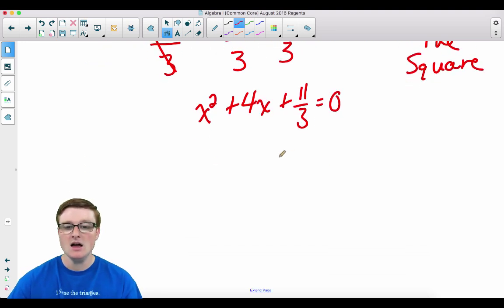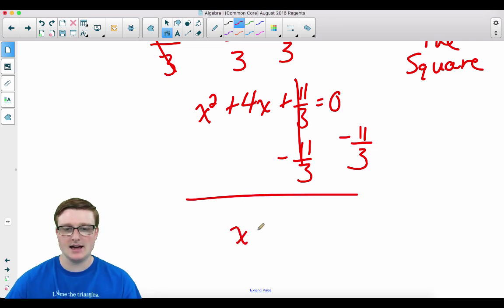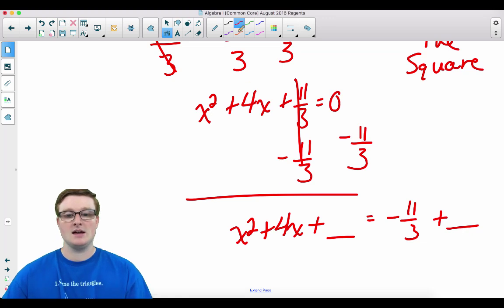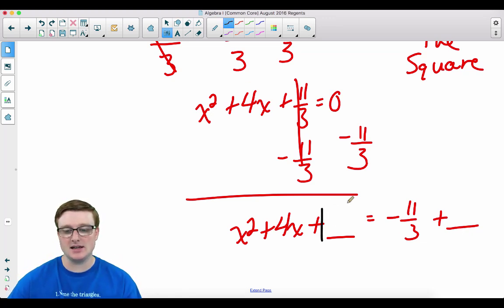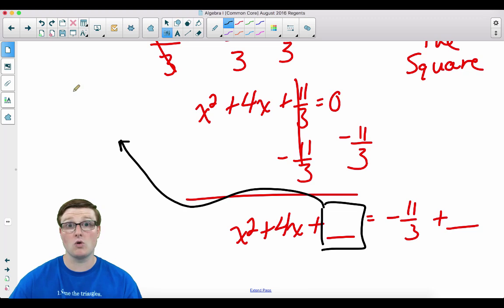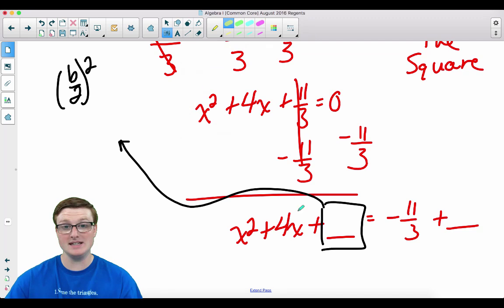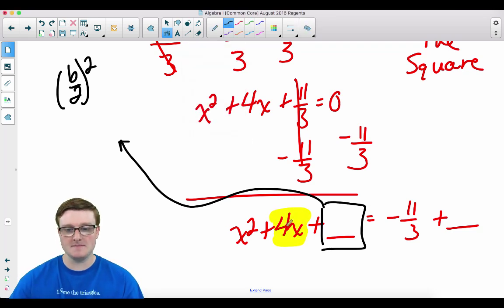Now, I'm going to subtract 11 thirds on both sides, and I get x squared plus 4x plus something. Actually, let me draw just a blank space. Plus something equals negative 11 thirds plus something. Now, in order to get what's in this spacing right here, you need to apply the formula b divided by 2 squared. That means take half of your linear term and you square it. So that is going to be 4 divided by 2, which is 2. 2 squared is 4. So 4 goes over here and over here.